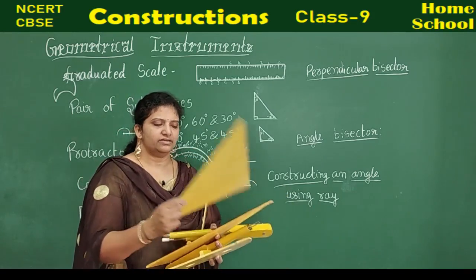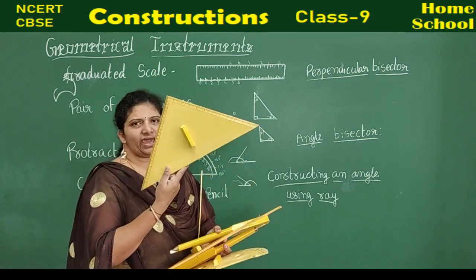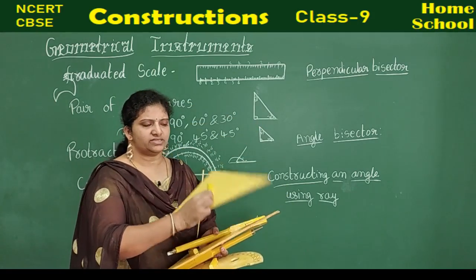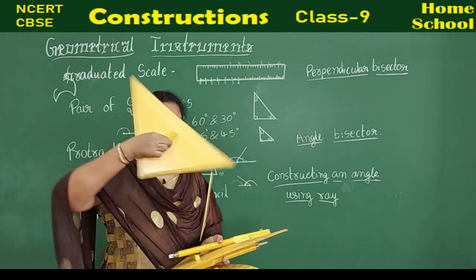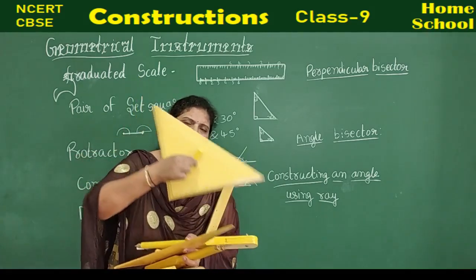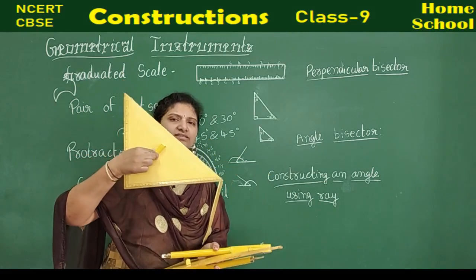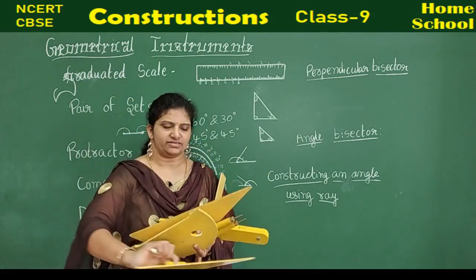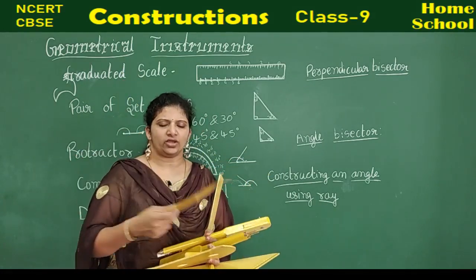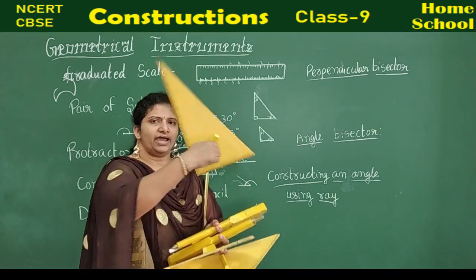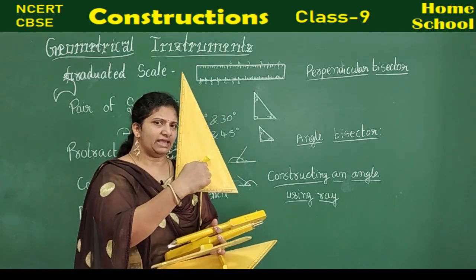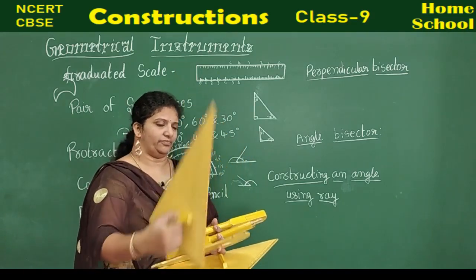And next, this is one of the set squares. See here how it is. It has a right angle at one side and the other two angles are 45 degrees. One more set square you can see here: 90 degrees, 60 degrees and 30 degrees.